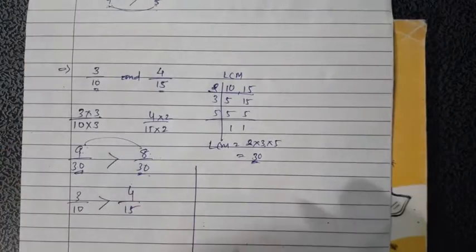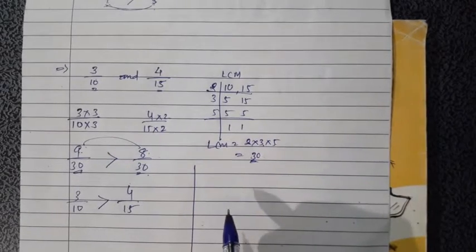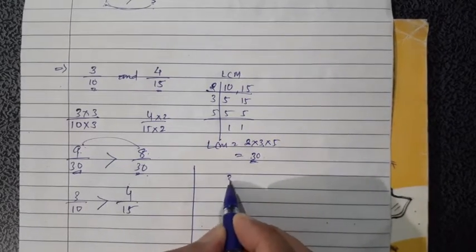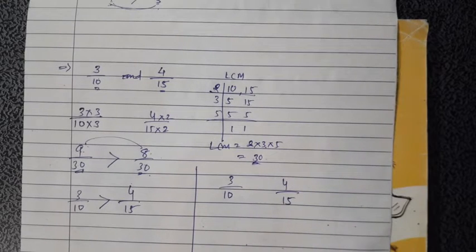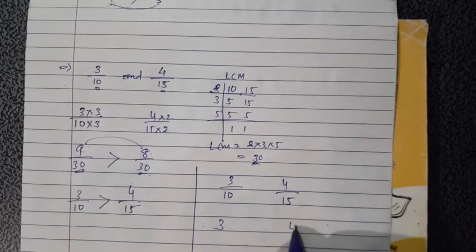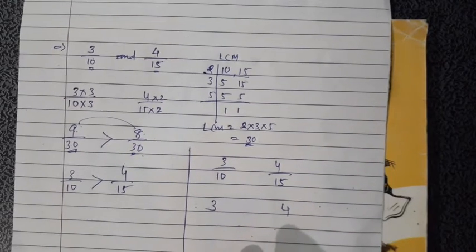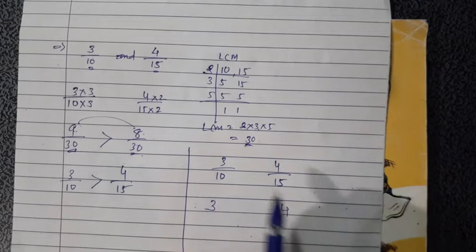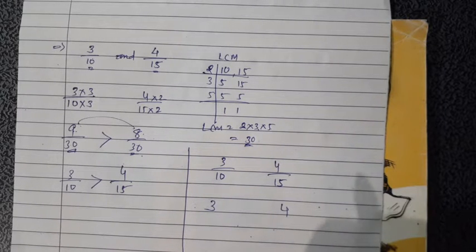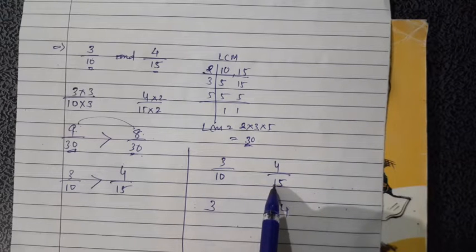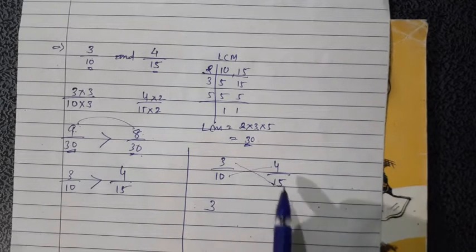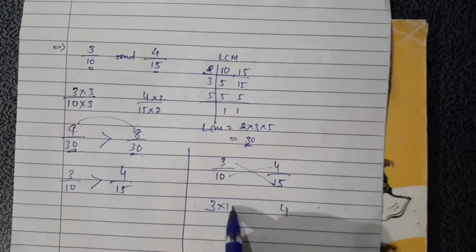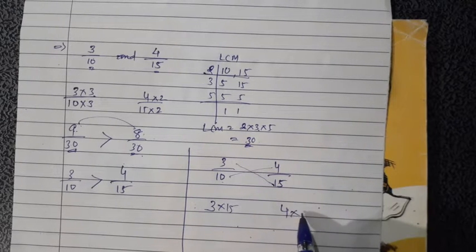One more method. Look, you want to know which one is greater, 3 upon 10 or 4 upon 15. Now 3 and 4, a very short method. To find out which one is greater, what to do? Just multiply the denominators in cross form with the numerators. Cross multiplication. So 3 with 15 and 10 with 4.